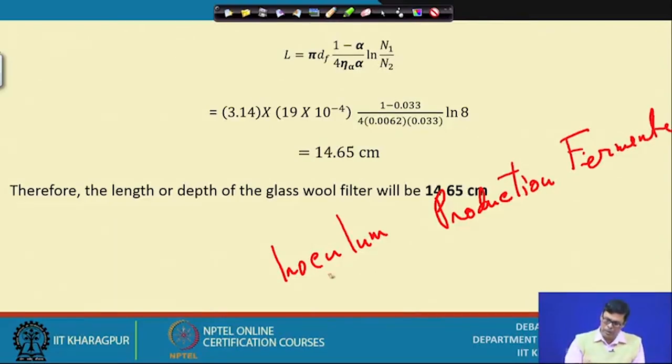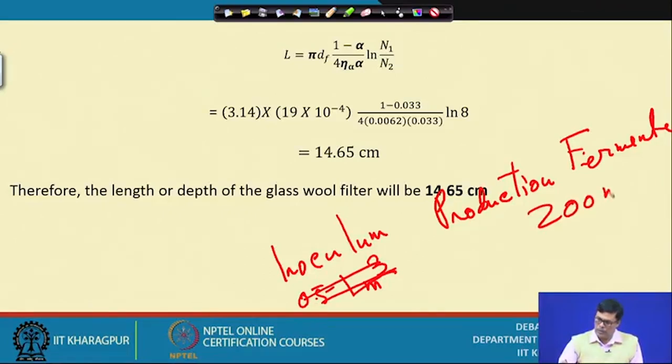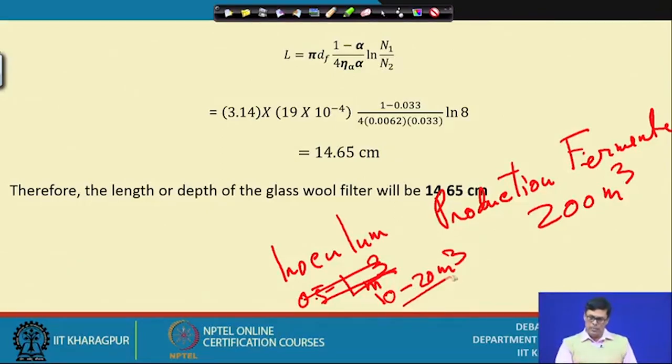Now usually the inoculum vessel, suppose this is 1 cubic meter, and usually this size is 5 to 10%, that means 0.5 to this. Suppose the capacity of the production fermenter is 200 cubic meter, the inoculum volume will be how much? It is 10 to 20 cubic meter. Naturally the air requirement for the small fermenter will be less as compared to the bigger fermenter.